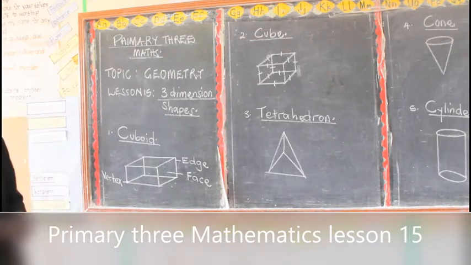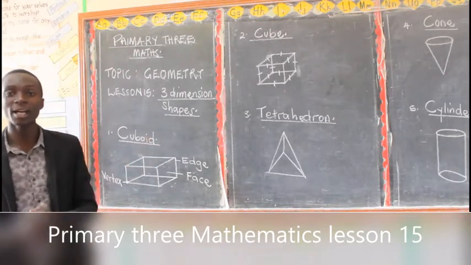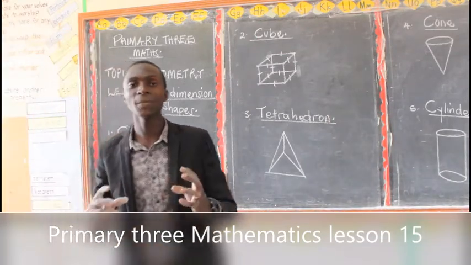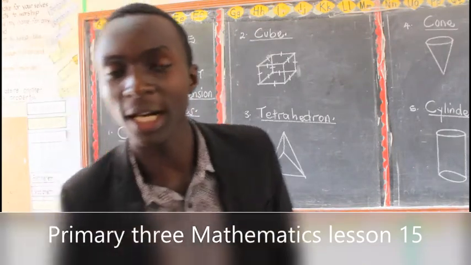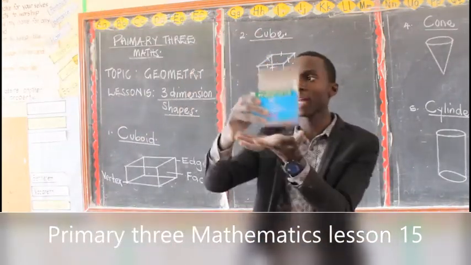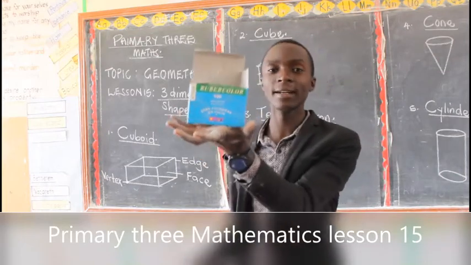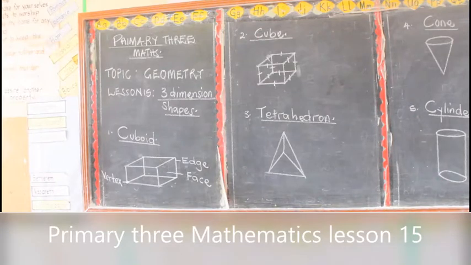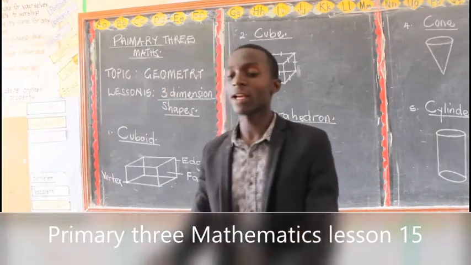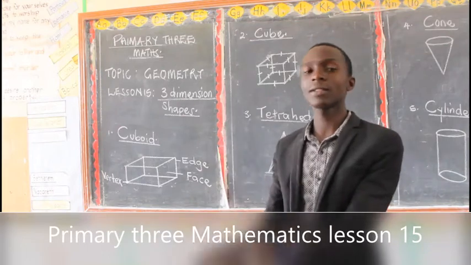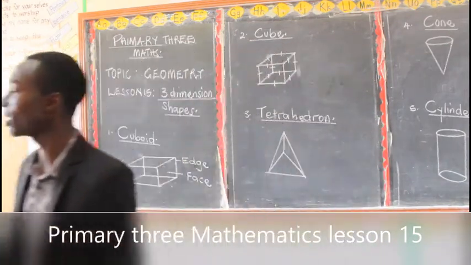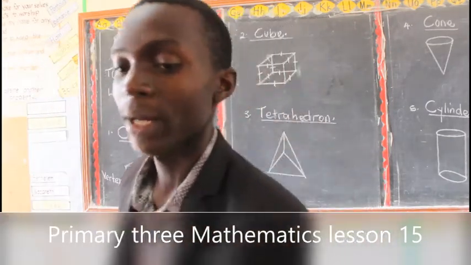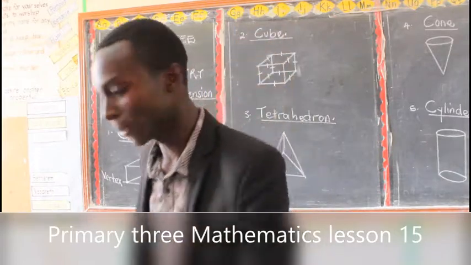We do have here geometry, and we are going to look at shapes of three dimensions. As I told you, shapes of three dimensions are those figures which can stand on their own. For example, I do have a cuboid here. This is a cuboid. It can stand firmly on a surface, whereas a two-dimension shape can't stand. This is a cuboid, but this is a square. When I put a square here, it will just fall down. So this one was a two-dimension, but this one is a three-dimension figure.